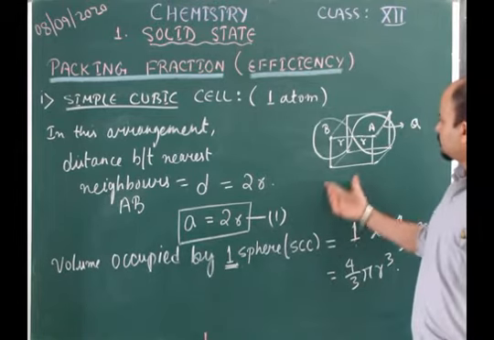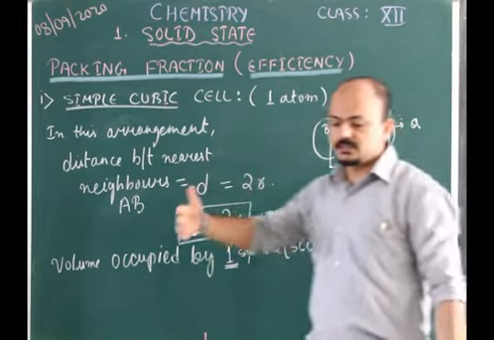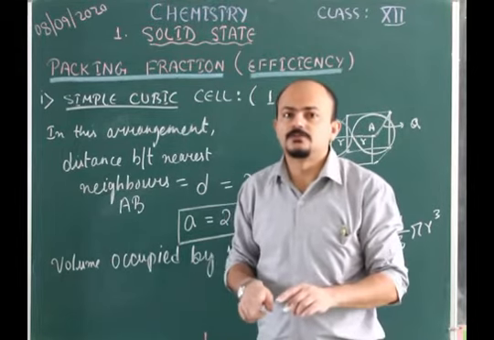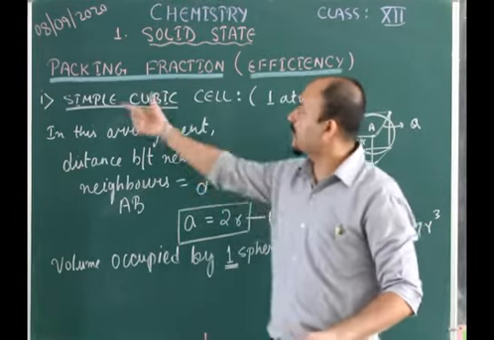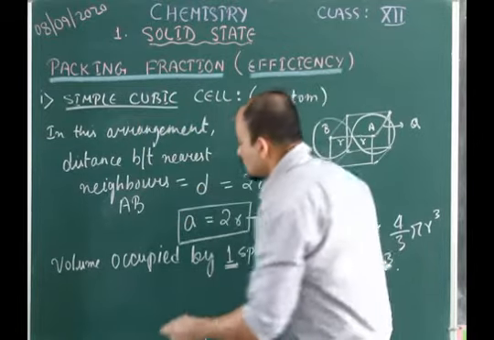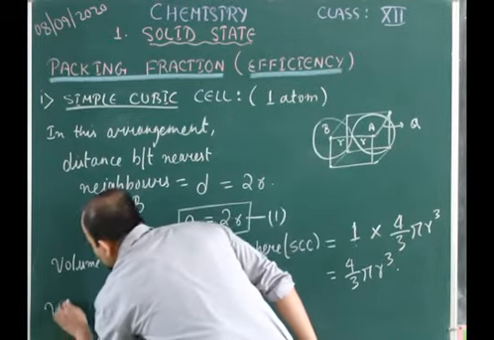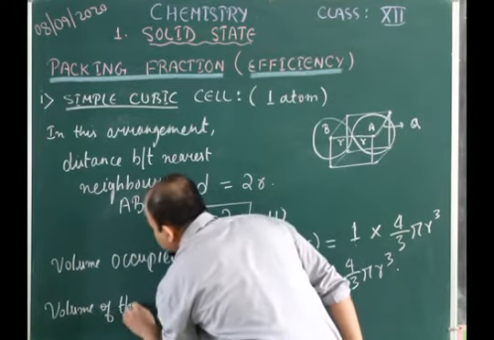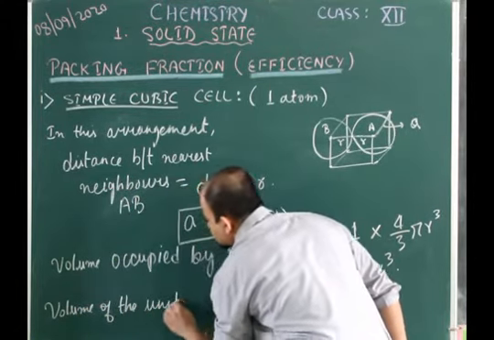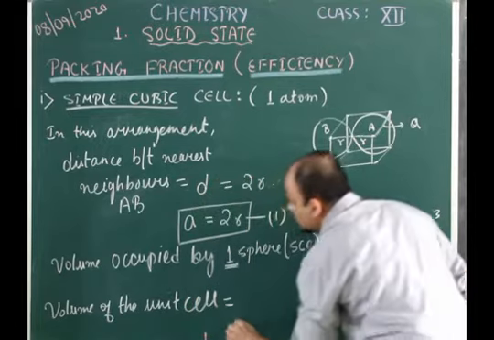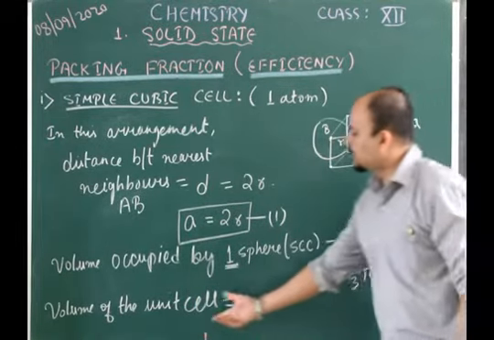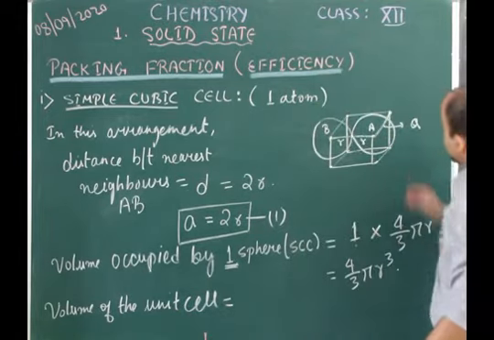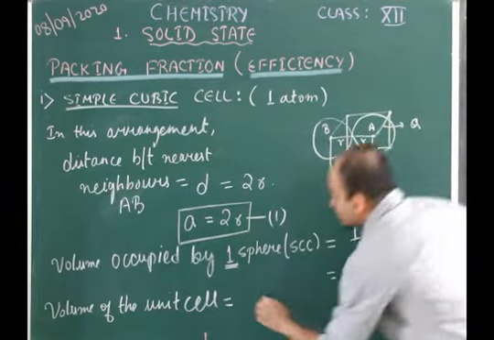Then we should calculate the total volume of the cube, because we are going to calculate the packing fraction. Therefore, the volume of the unit cell is how much? You know the formula for a cubic structure. With edge length a, it is a cube.